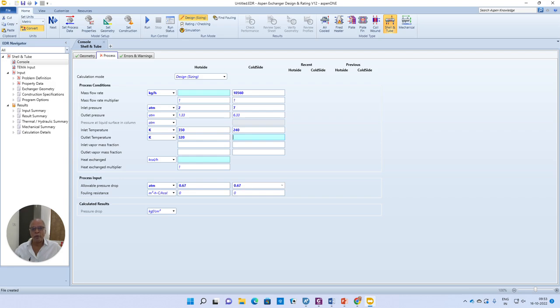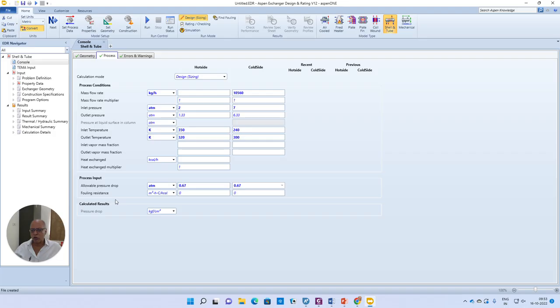Just observe, the moment I enter this information, you can see that all the required information will be enough. Automatically they will be turned into white because we have provided all the necessary data. The moment we know 4 temperatures and 1 flow rate, we should be in a position to calculate the second flow rate by energy balance.